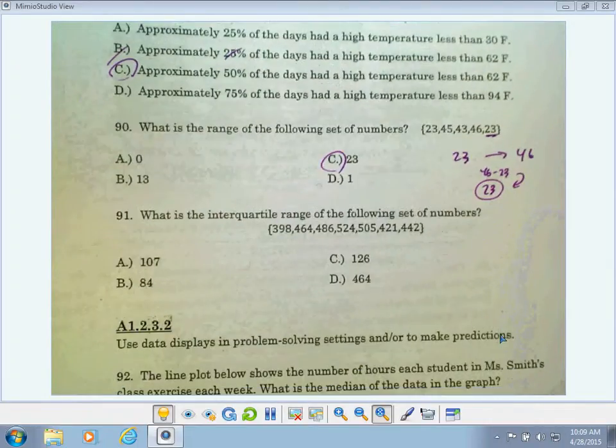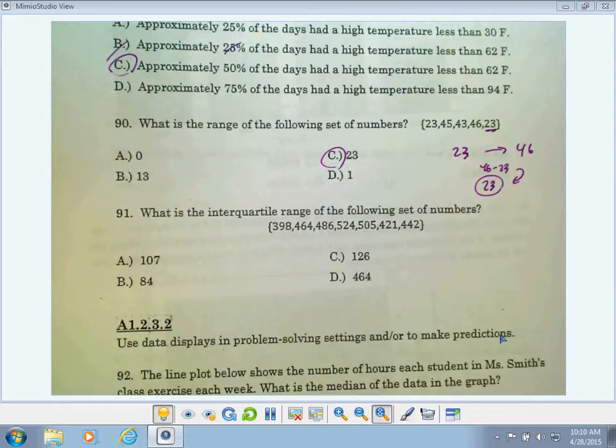Let's do number 91 while we're at it too. Actually, you know what? I'm going to stop there. We'll stop at number 90, and we'll pick up the next video with number 91.